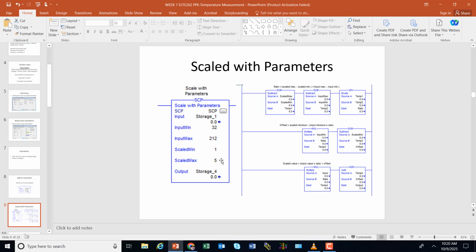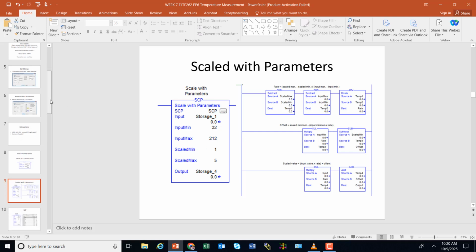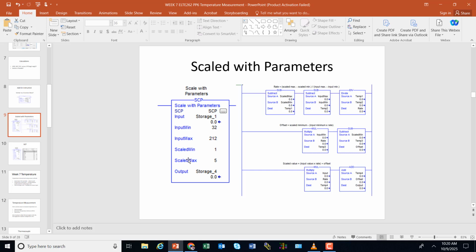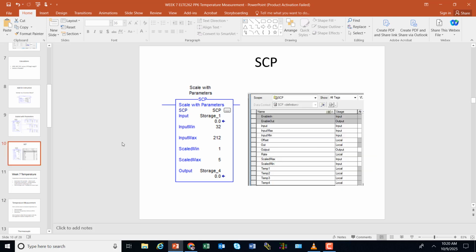So this works with anything. We did it with temperature because that's what we were bringing in to storage 1. But whatever's in storage 1, if you're bringing in an analog sensor, it'll scale it. Or if you're just bringing in a DINT and you want to do some math and get everything scaled out to a nice linear graph, that's what scale with parameters is doing here. It's making a linear relationship, y equals mx plus b, and I think it went well. We'll be using this a little bit in the future, okay? And that's what the scale with parameters looks like here.